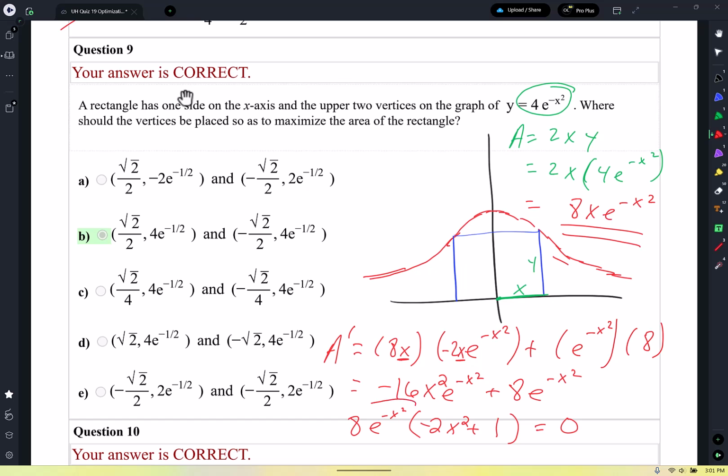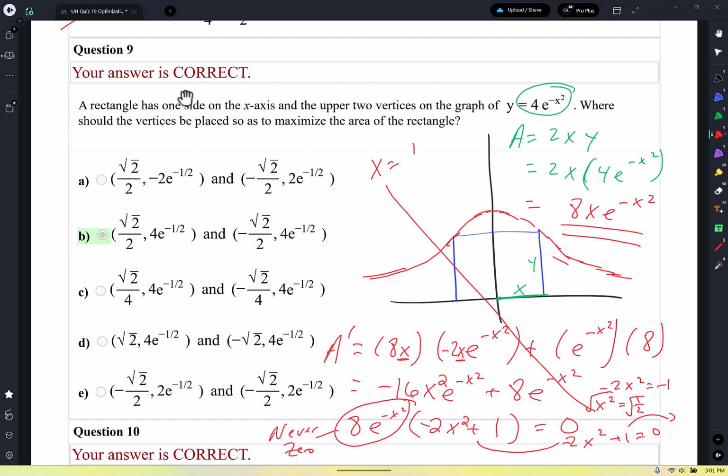This will never be 0. Never 0. But this will: 2x, negative 2x squared plus 1. I was just going to take a shortcut and go right into it, but move the 1 to the other side. Negative 2x squared equals negative 1. Divide by negative 2. Negative divided by negative is a positive. And then square root. X equals 1 over square root of 2. Law of exponents. Multiply by square root of 2 over square root of 2, and you get square root of 2 over 2 plus minus.